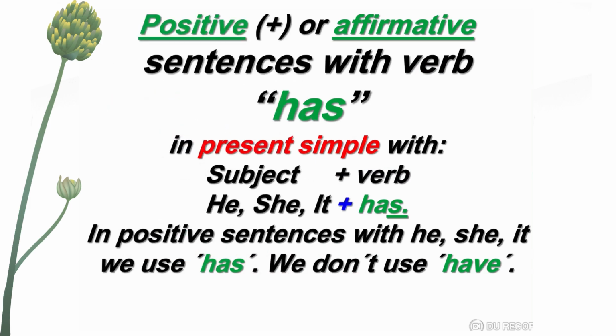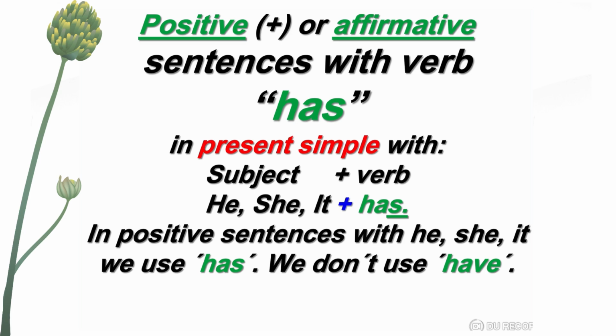In positive or affirmative sentences with the verb have in present simple, when we have he, she, or it, we don't write have, we write has. Remember this and practice it a lot because it's not easy. I repeat, positive sentences, not negative and not questions. In positive sentences with he, she, it, we use has. We don't use have.